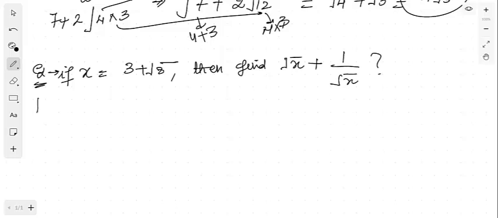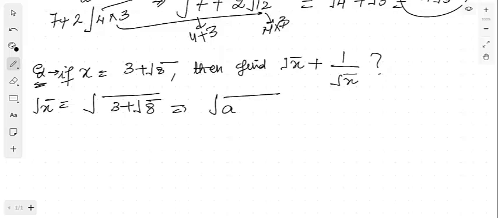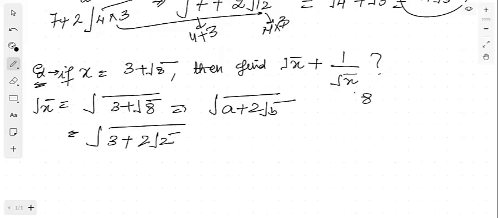Now under root x will be nothing but under root of 3 plus root 8, right? So what we need to do is convert this into the form of a plus 2 root b. Under root a plus, to convert 8 into 2 root b, 8 is nothing but 2 root 2 only, right? 2 into 2 is 4, 2 into 4 is 8, so 2 root 2. 8 is 2 root 2.